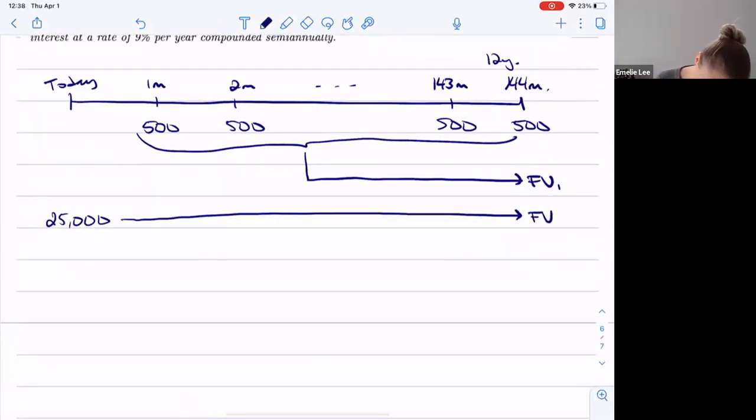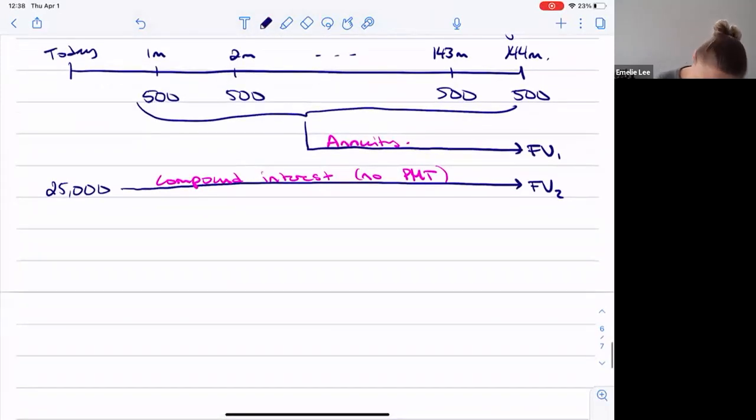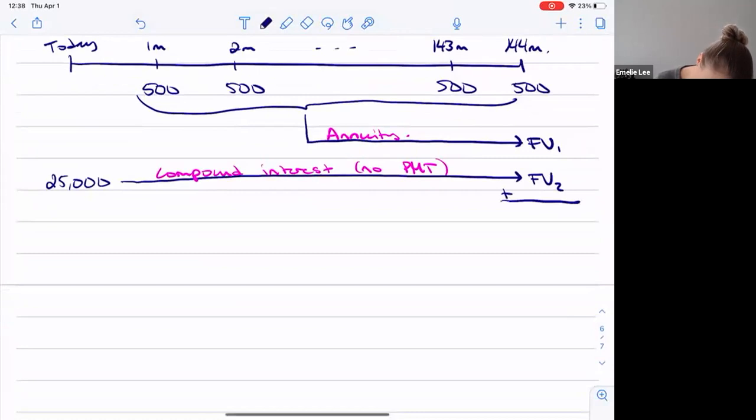So the future value here, notice that this is compound interest, right? No PMT is happening here, and this is an annuity. So we would need to do different calculations, but then the total here, if you add these up, that's the total future value.